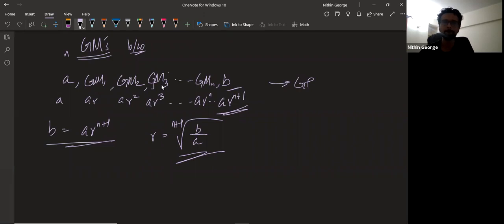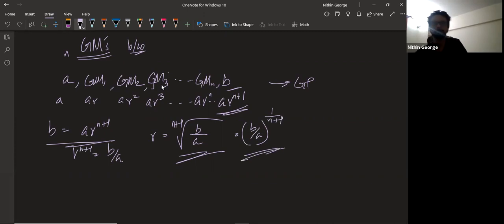R per N plus 1 will be equal to B by A. So R will be N plus 1th root of B by A, or B by A raised to 1 by N plus 1. Same thing. Okay. So you found R. You can find anything you want here. The kth GM will be A into R per K. Okay, so you can compare all this. So you can find anything you want regarding n GMs being inserted between two values A and B.